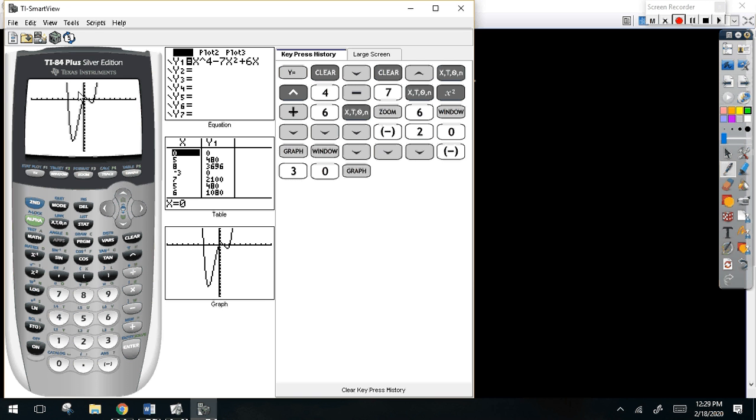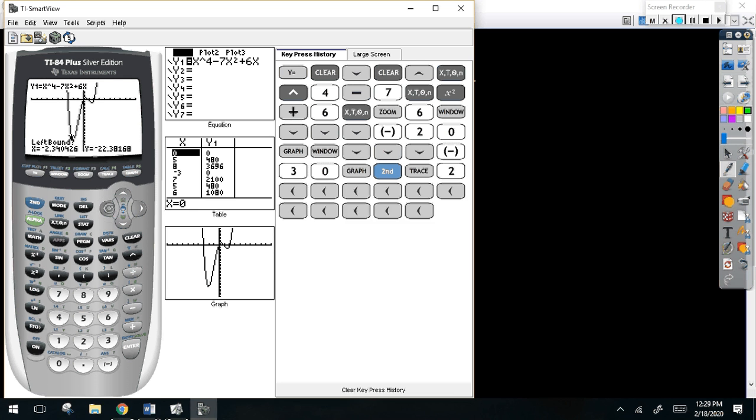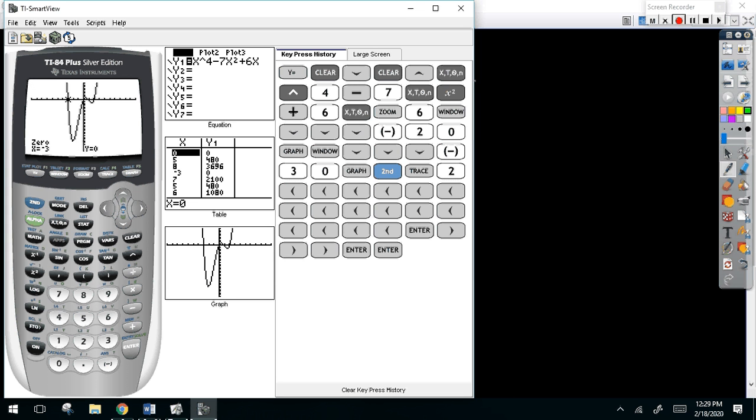All right. If I want to calculate a zero, tell me what I do. How do you calculate zeros? Second trace, that's exactly right. And what do I choose? 0. Okay, this is just kind of a recap of when we did this. Remember left bound, right bound? Go to the left and hit enter. Go to the right and hit enter, and then enter again. One of those zeros is -3.